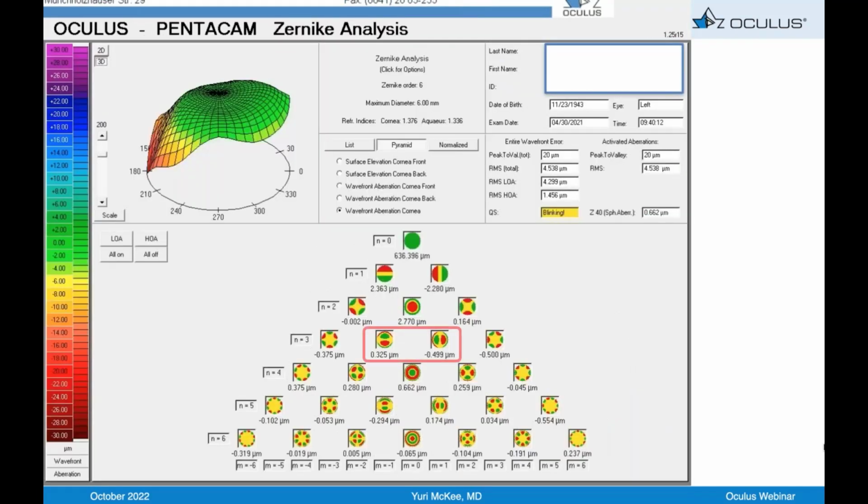coma, 0.499, that's a little high on the horizontal coma there. And then 662 on our spherical aberration. We're drifting into the danger zone. And remember, it's not the individual values that matter. In this case, you have to take in high spherical aberration and horizontal coma.